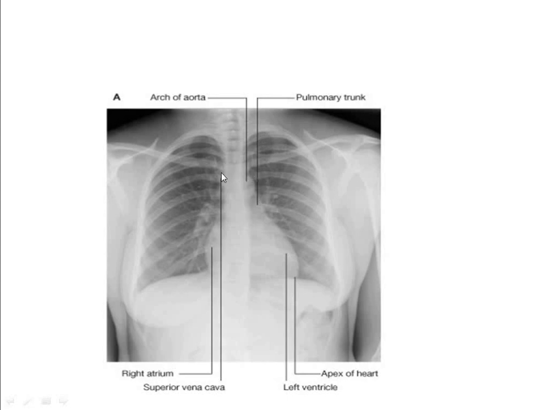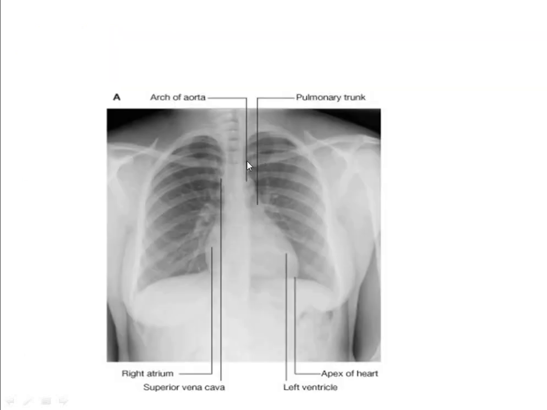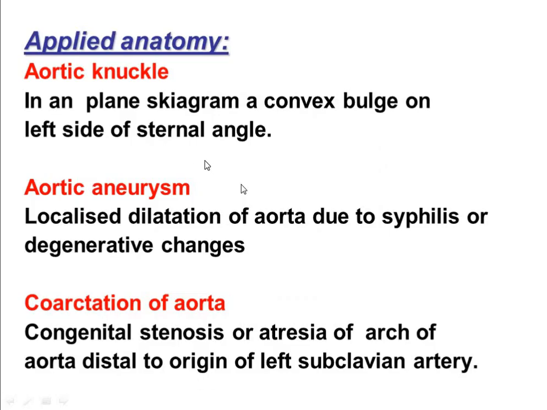On the opposite side, you can see a vertical structure entering into the heart, that is superior vena cava, opening into the right atrium. So right border of the heart is almost completely formed by the right atrium. So in a plain diagram of the chest, you can see a convex bulge on the left side of sternal angle, and which is due to the arch of aorta, and this we call aortic knuckle.